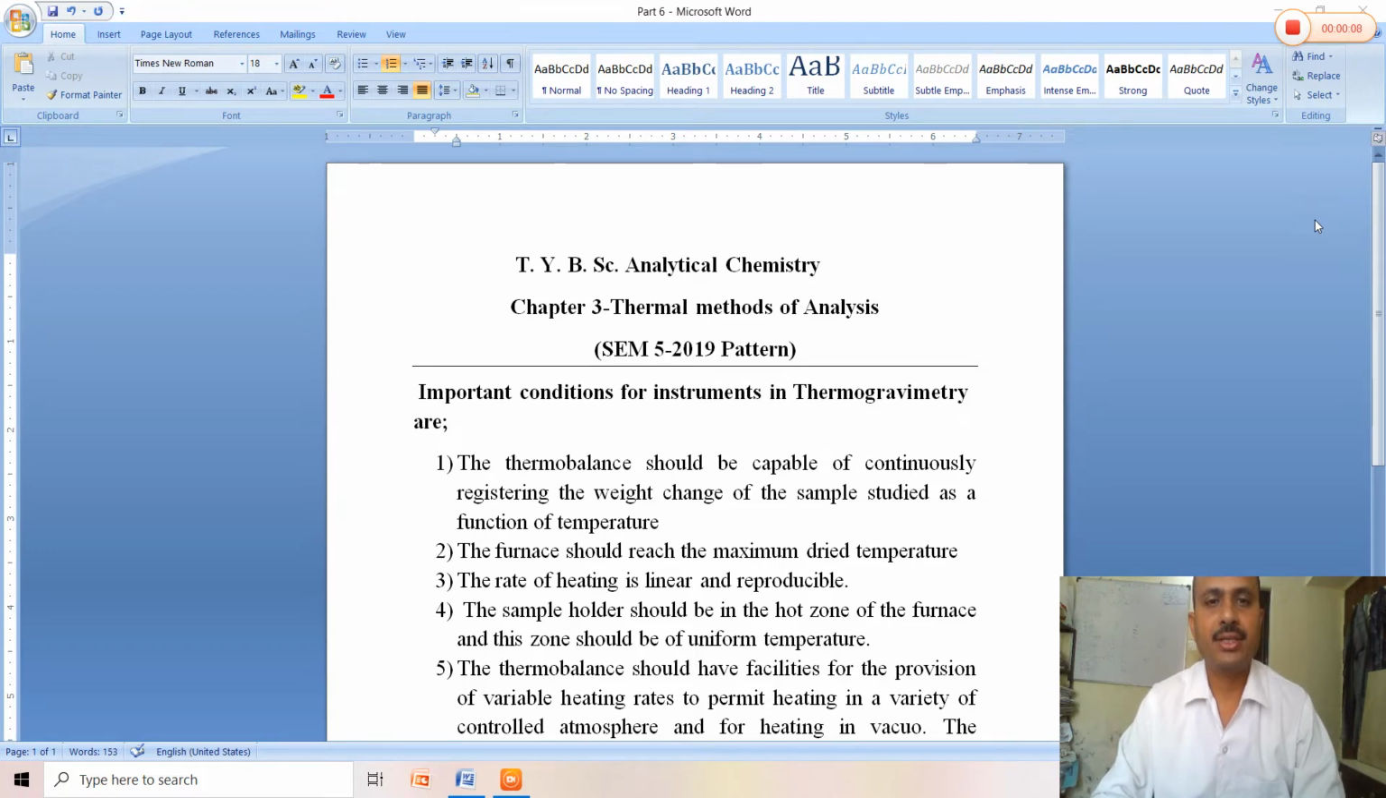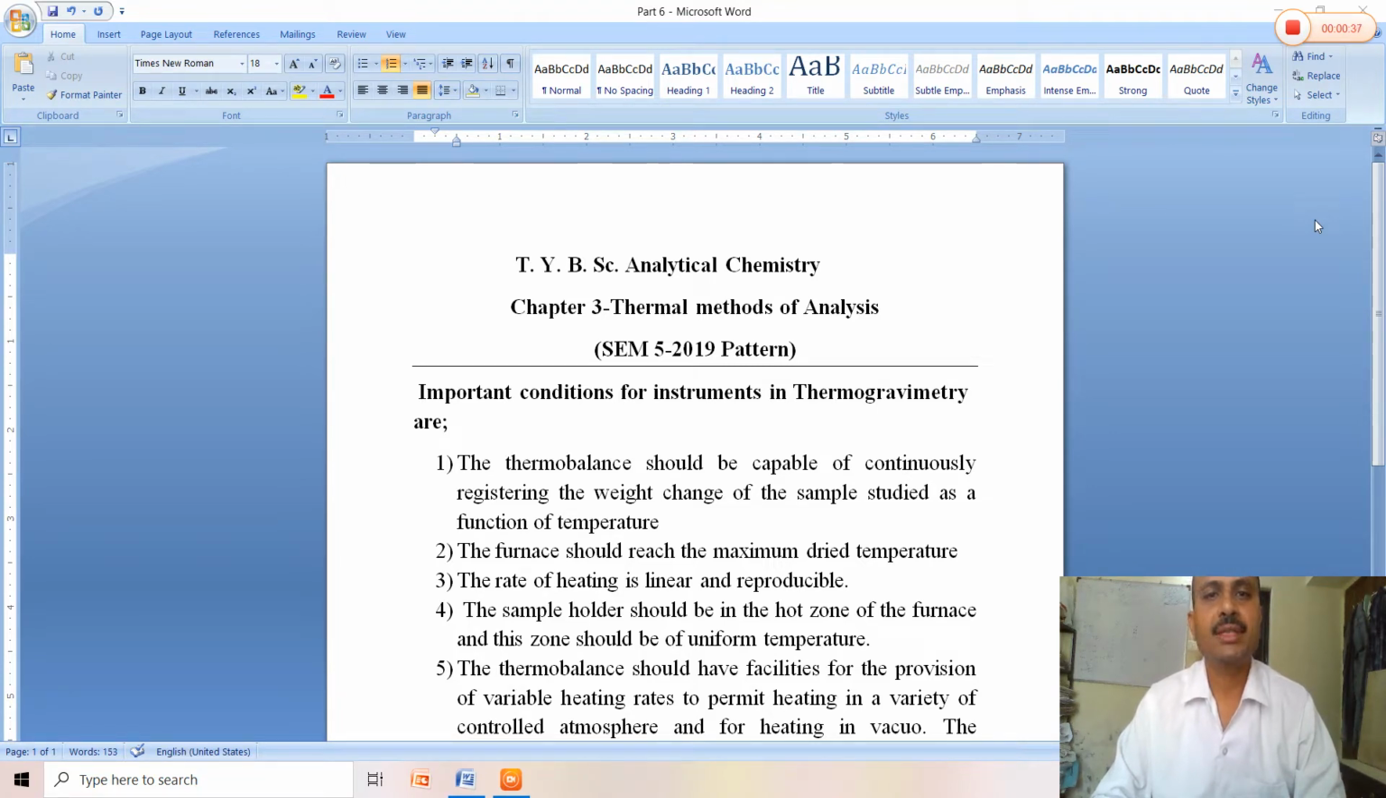This is a series of lectures for TY BSc Analytical Chemistry students. Chapter number 3, Thermal Methods of Analysis, Semester 5, 2019 pattern. Now we are going to learn about some topics related to thermal methods of analysis. We have already taken the principal instrumentation involved in thermal methods of analysis. Now, in this topic, we will cover the important conditions for the instruments in thermogravimetry.